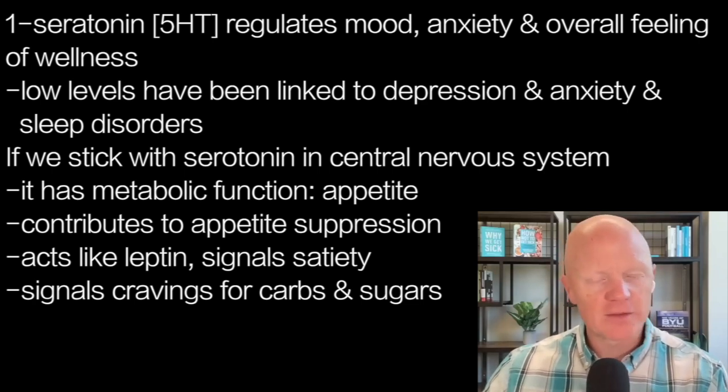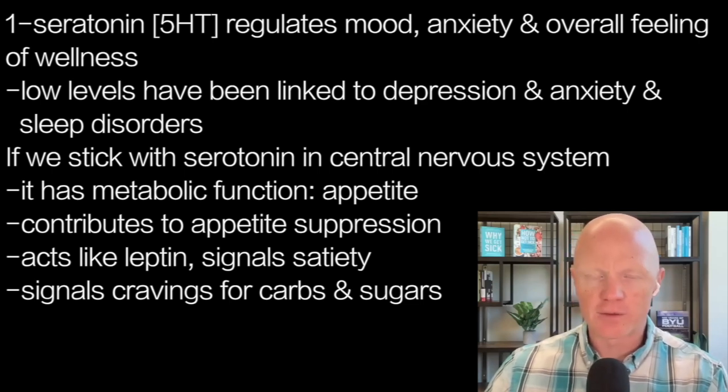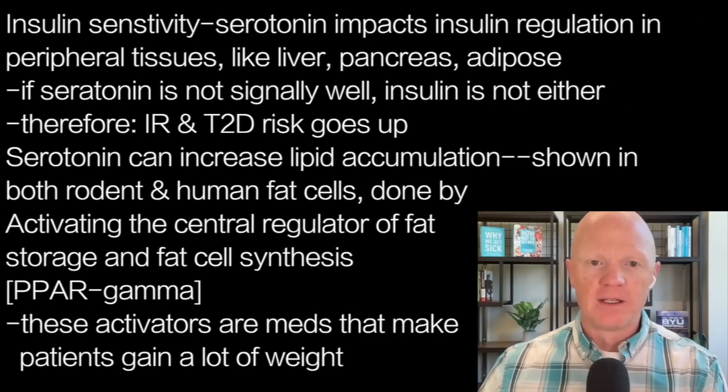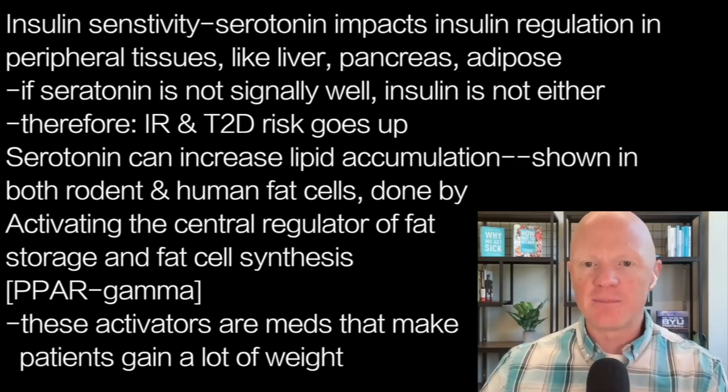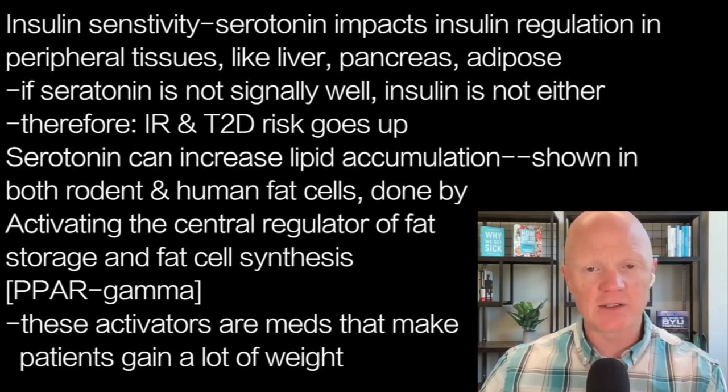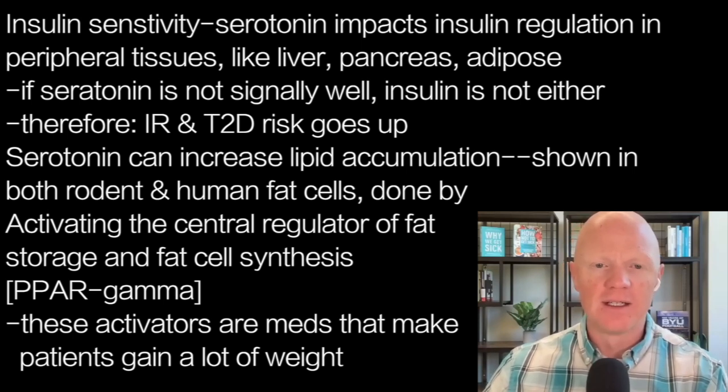Not cravings for everything, though. This appears to be particular to carbohydrates and sugary foods. And again, that's a topic we're going to revisit again at the end. So insulin sensitivity. Serotonin impacts insulin regulation in peripheral tissues, especially some key tissues like liver, pancreas, and adipose tissue or fat tissue. We're going to talk more about fat in just a second. But if serotonin isn't signaling well, insulin isn't signaling well either. And so insulin resistance and type 2 diabetes risk goes up.